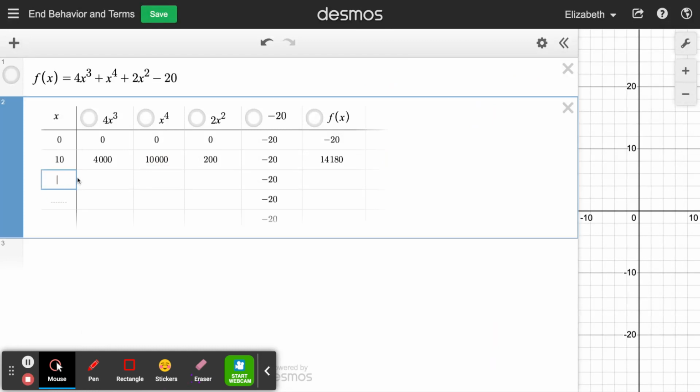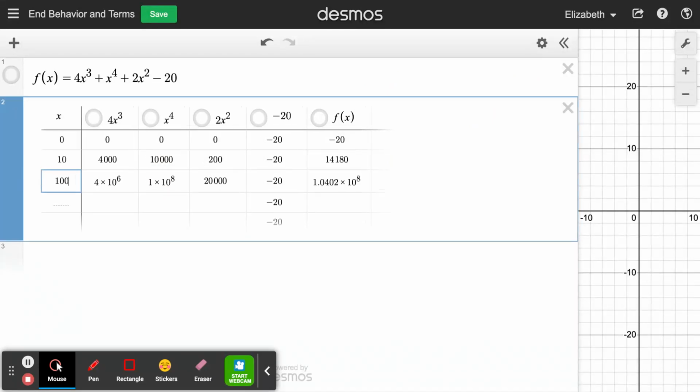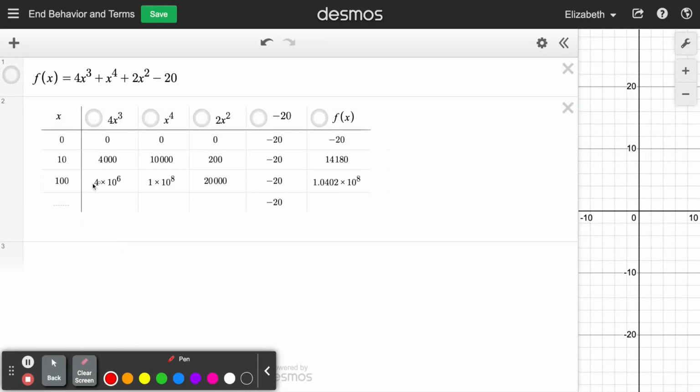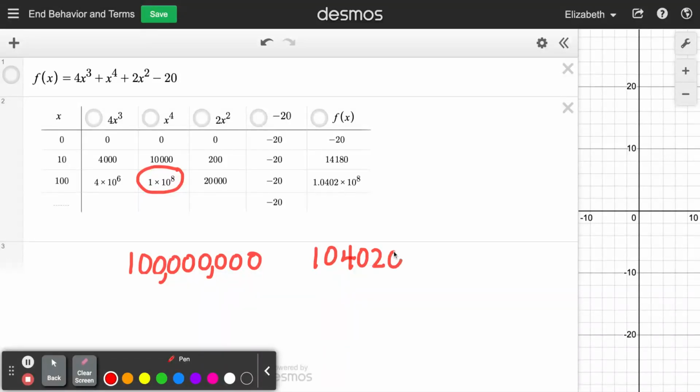As we make x get larger, already here, we can see that when x is 100, this term is 1 followed by 8 zeros. So 1, and then 1, 2, 3, 4, 5, 6, 7, 8. And this one is 10402, but 1, 2, 3, 4, 5, 6, 7, 8. Very similar. When you're talking in this large amount of numbers, the fact that there's a 4 and a 2 here barely affects the overall value of the function. And 100 is nowhere near infinity.